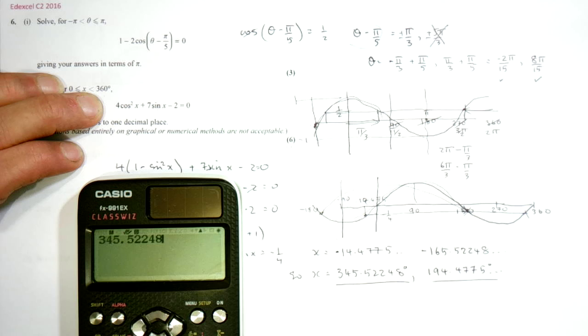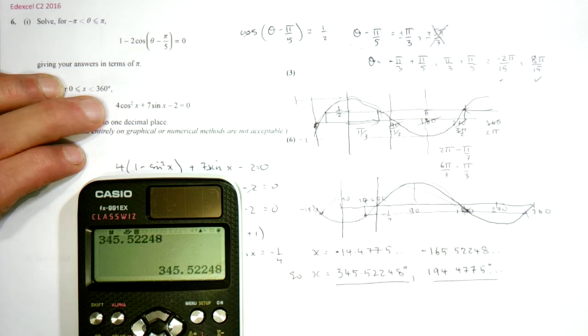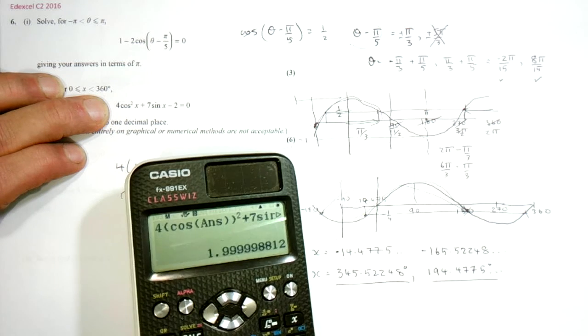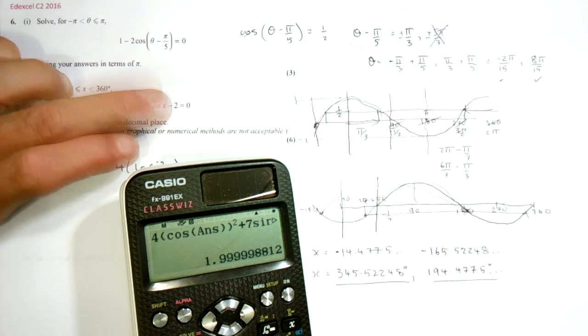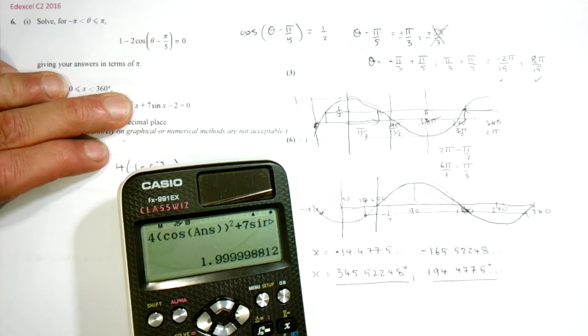So 345.52248, make that answer, and then I'm going to do 4 cos answer, square it, remember to put the brackets in, plus 7 sine answer, and the answer should be 2, and it's pretty close to 2, so that when I take away that 2, that one there, look, it makes naught.